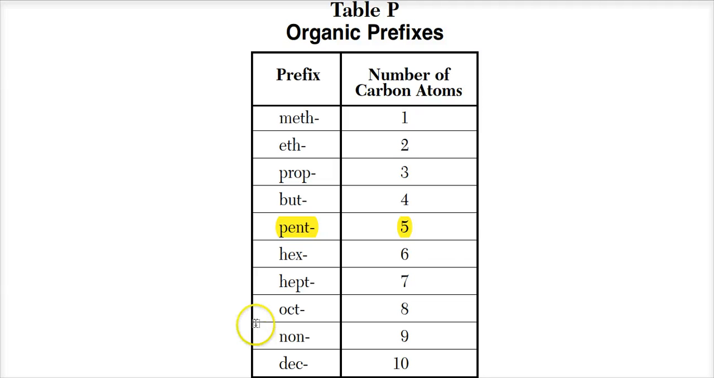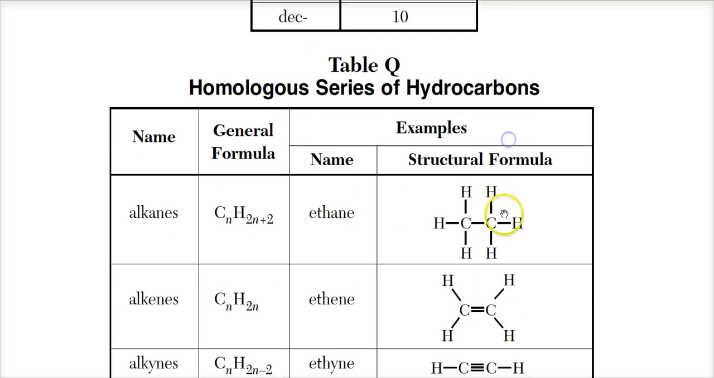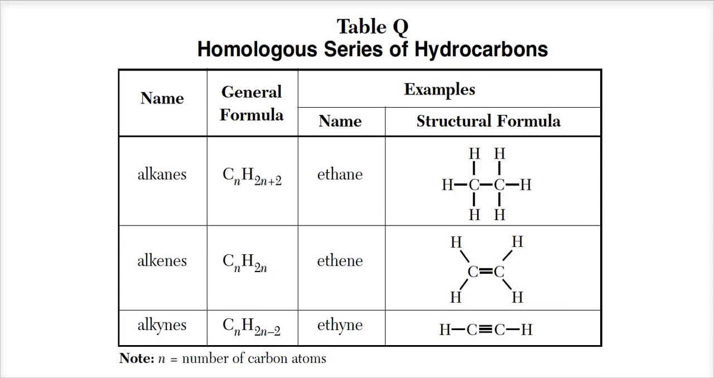Okay, now once we know the number of carbons, we're going to have to figure out what the ending or the suffix is of the beginning part of the name based on what kind of bonds exist between the carbons. So if you go down to table Q, it's going to tell you how to end this name in terms of the longest continuous chain. So we have ane, ene, or yne. What we're looking for here is the single bond for an ane, a double bond for an ene, and a triple bond between the carbons for a yne.